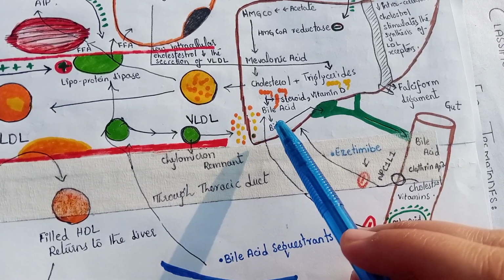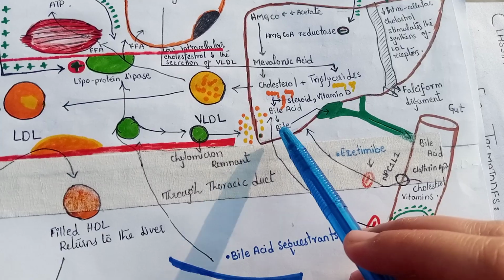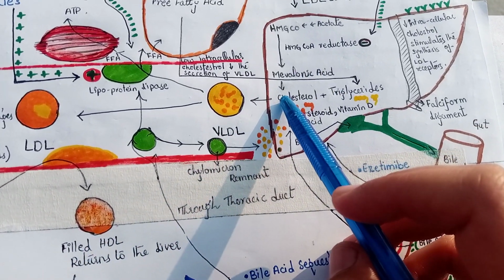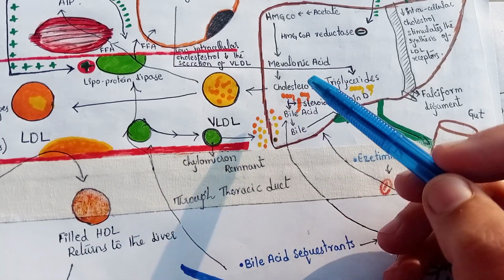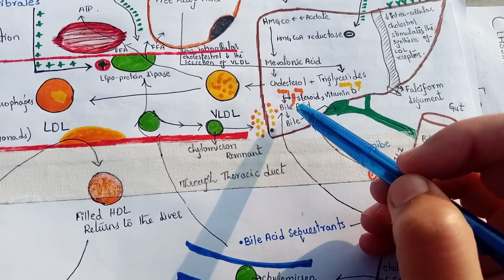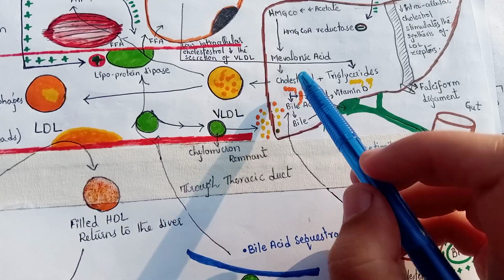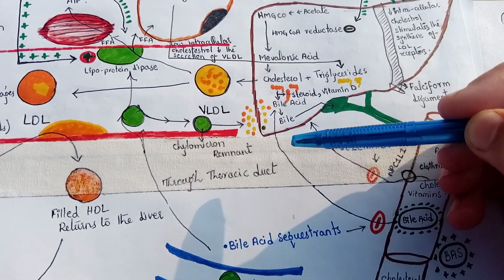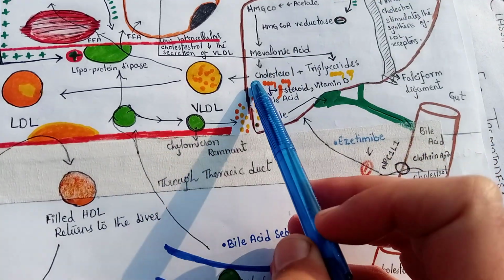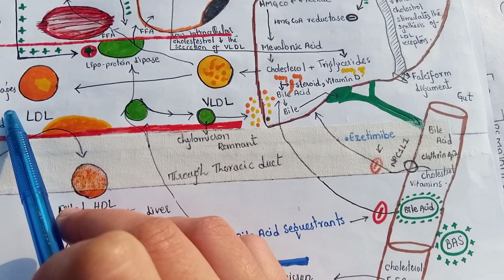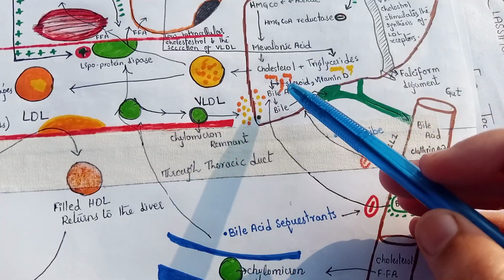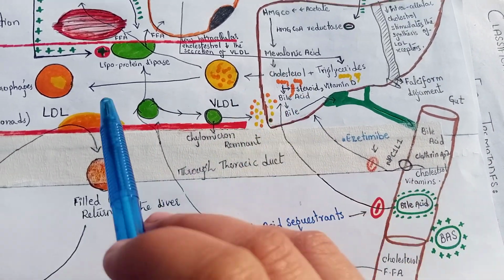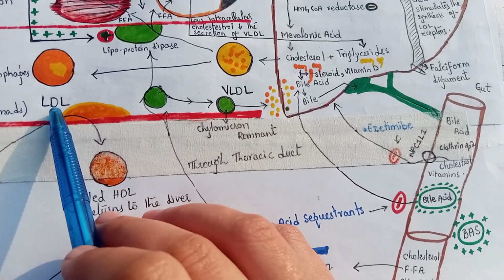There will be decreased synthesis of bile. If bile level is dropped, the cholesterol will be used first to synthesize the bile acid, meaning its force towards the formation of bile acid will increase rather than moving in this direction and leading to the formation of LDL. So more of the bile will be produced from cholesterol, and in this way we are going to drop the VLDL and the LDL level.